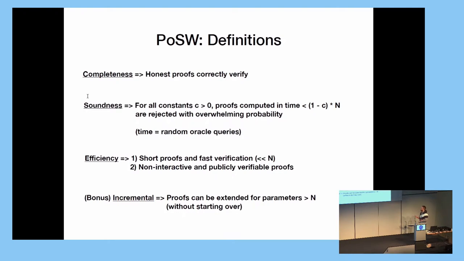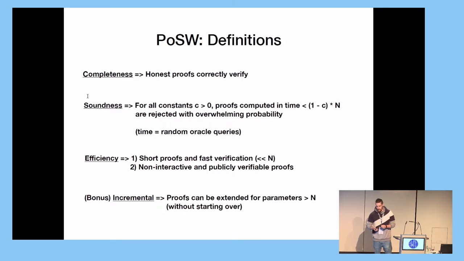And so what we want from a proof of sequential work is, of course, completeness. Completeness means that honest proofs correctly verify. It's like a sanity check, fine. We want soundness. Soundness intuitively means that I cannot forge a proof in time much less than n. And note that it is important here that the soundness is parameterized by a certain constant. This constant doesn't have to be universal, in the sense that it might show up, for example, in the proof size. But the sequentiality of the prover is required to be at least (1 minus constant) times n. So there is some slack.